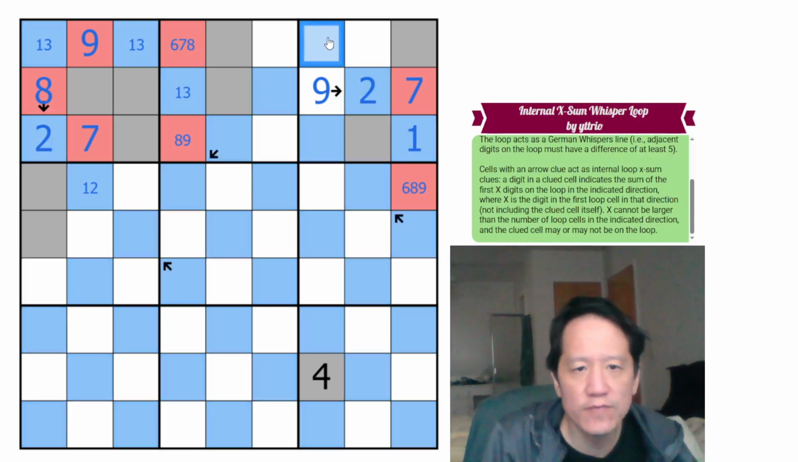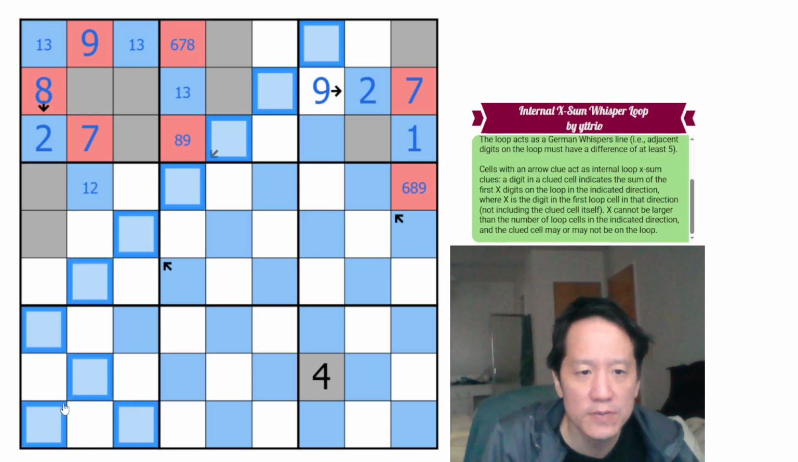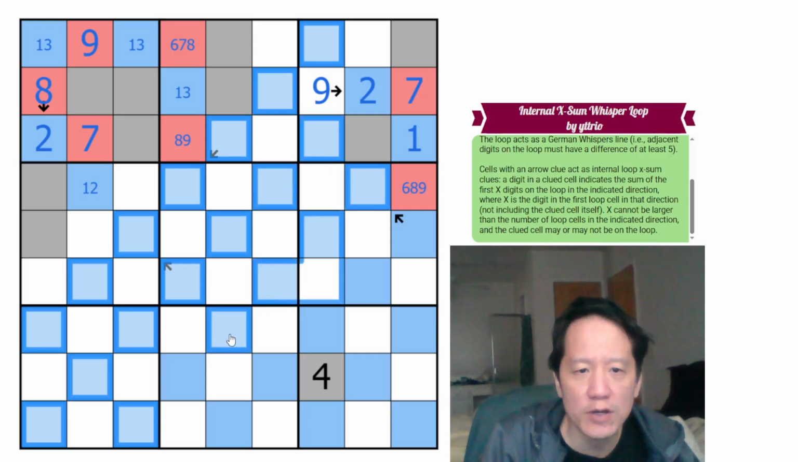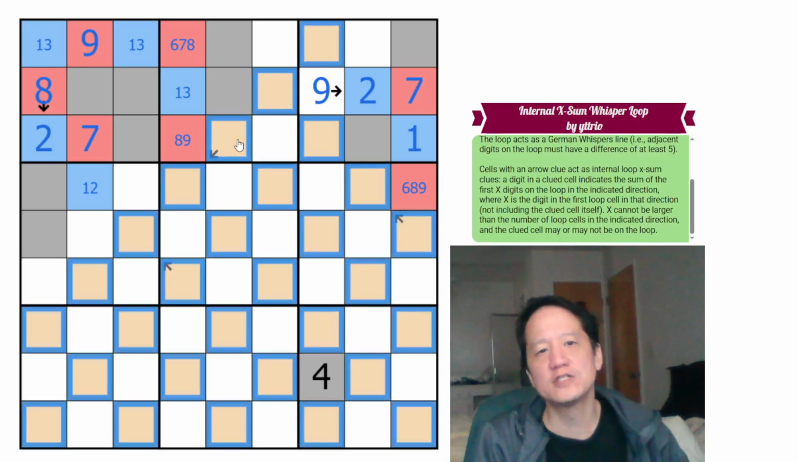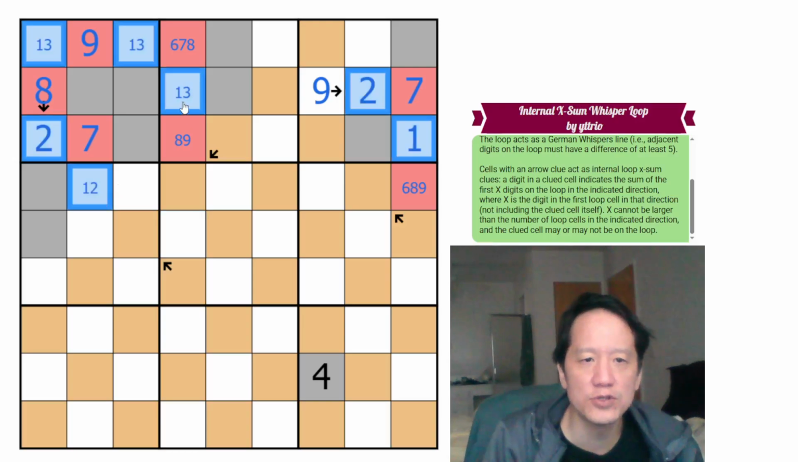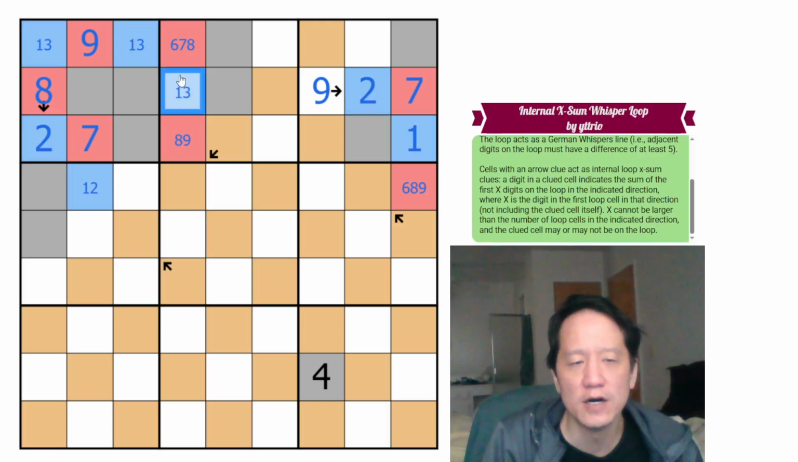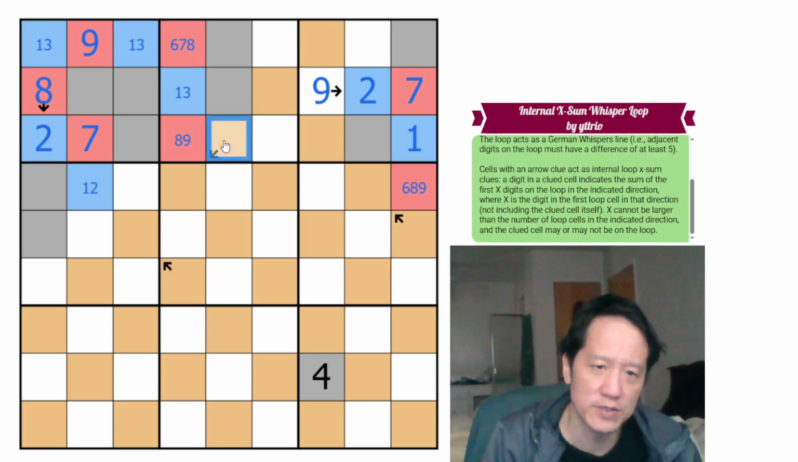I'm going to actually change all these to not blue because it's kind of confusing. We're going to make the ones that could be the low ones essentially, let's make them orange, I guess. So these are possible lows, right? The blues are the ones we know have to be on the loop, but we don't know about these.